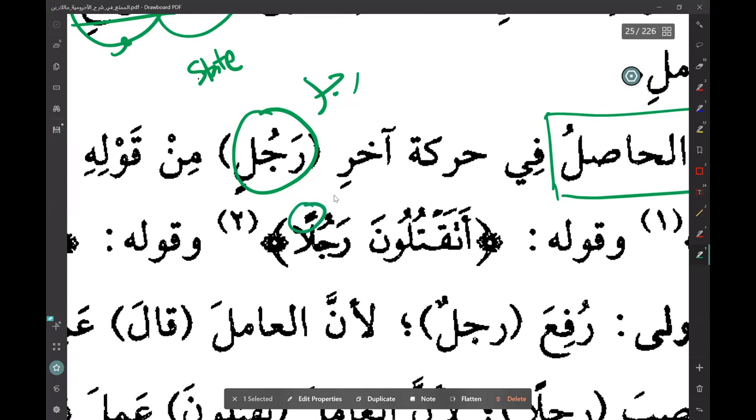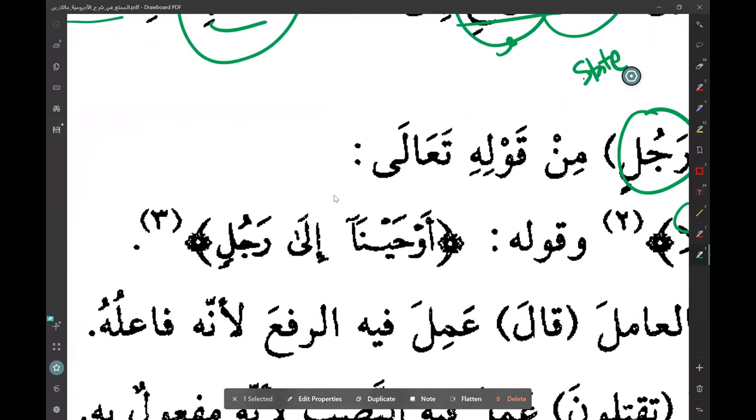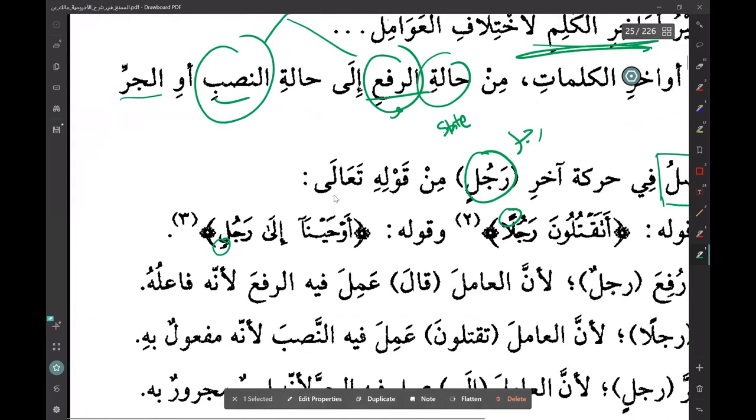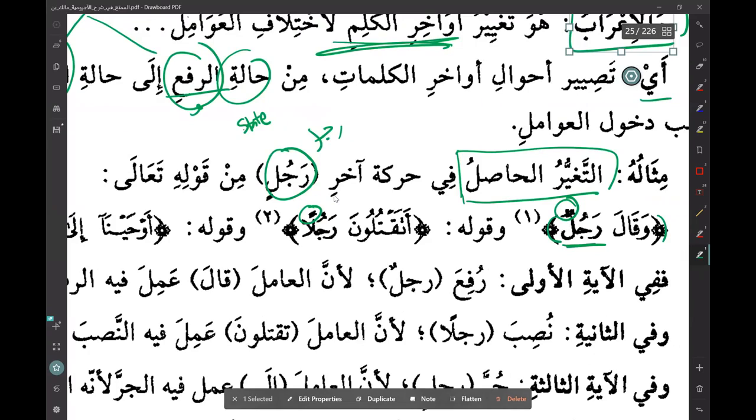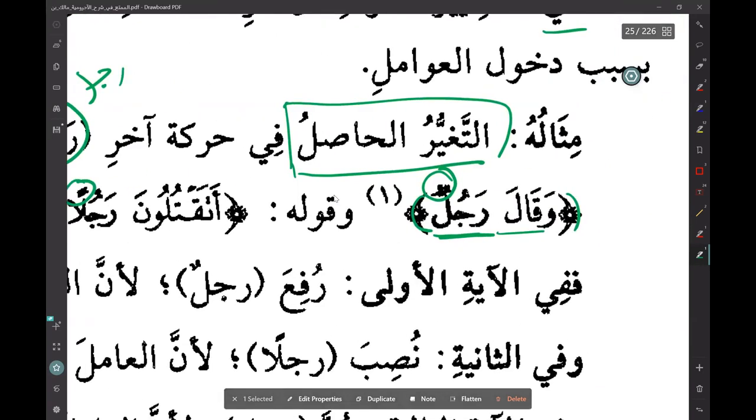ataqtuluna rajulan. Same word. Then we have awhayna ila rajulin. So you see the same word is changing from rajulun to rajulan to rajulin. And this quick translation, the qala rajulun means the man said.